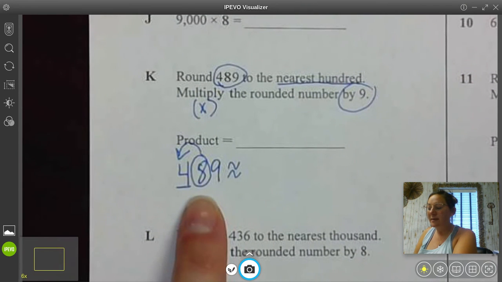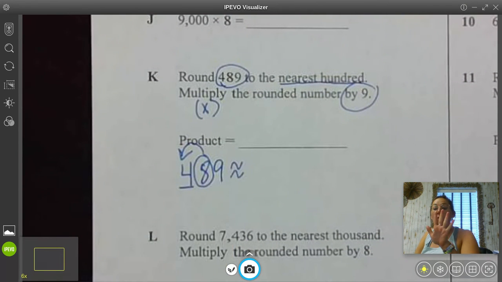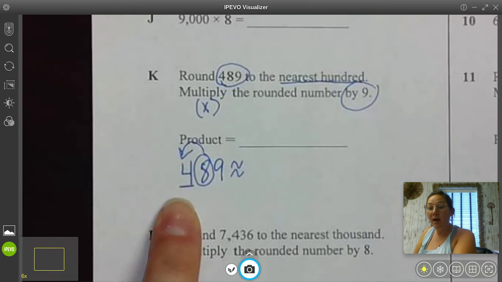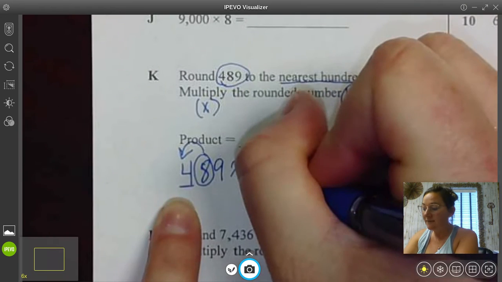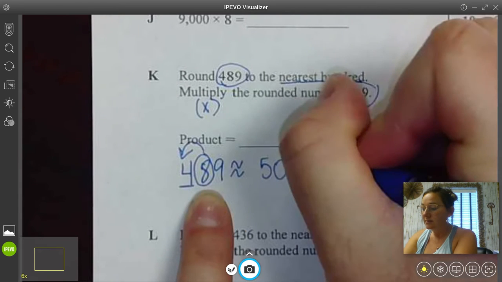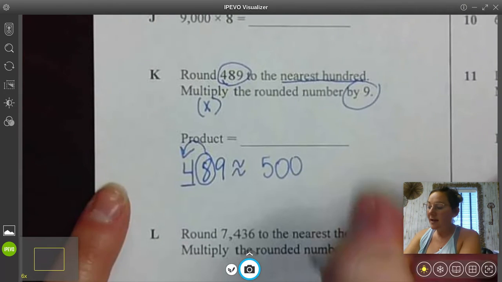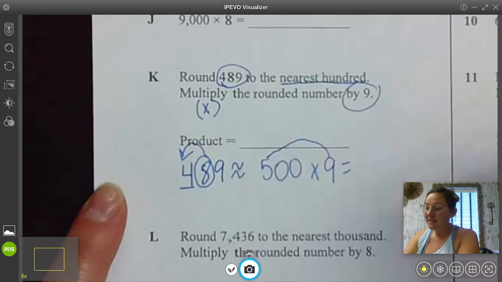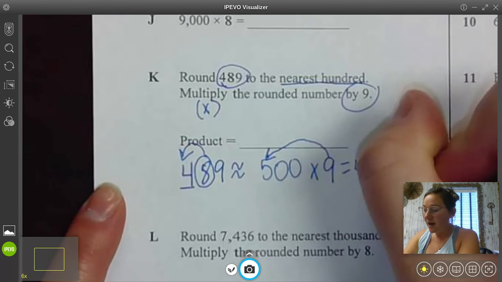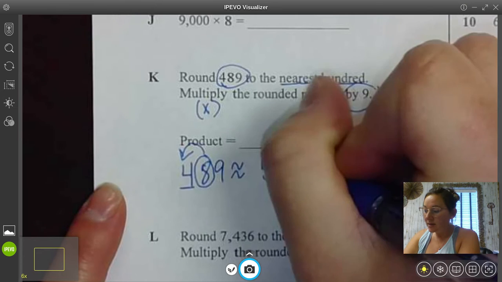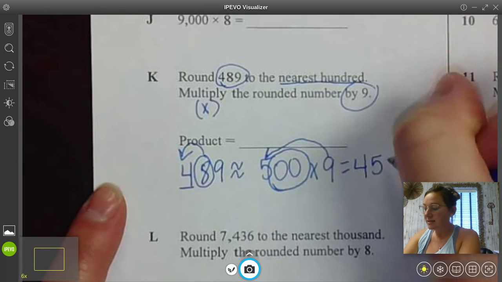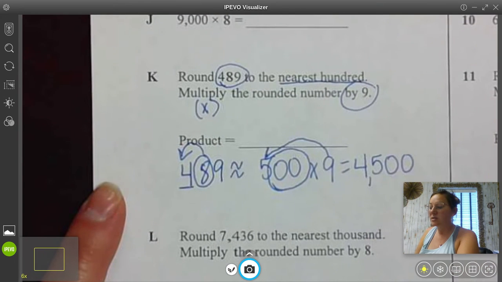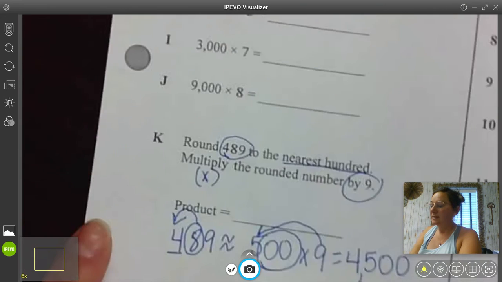So the bossy backdoor neighbor is an 8. So that would be 5 or more, add 1 more. So if I add 1 more to the hundreds place, it's going to make that 5 with 2 trailing zeros. Okay, and then we're going to multiply that times 9. Well, 5 times 9 is 45. And how many eggs are we going to lay? 2. So I just lay my 2 eggs. So that equals 4,500.